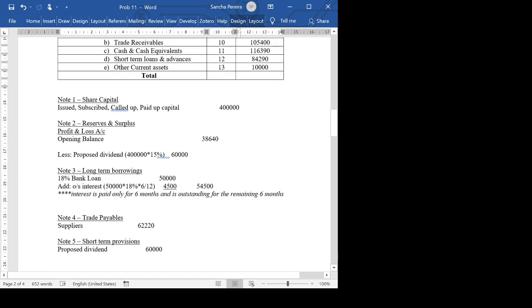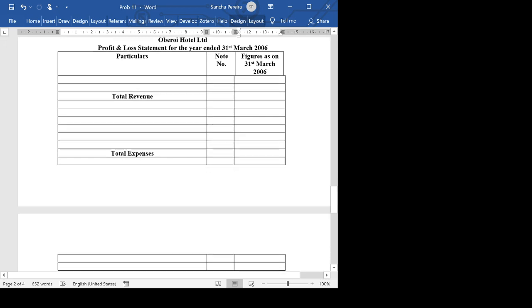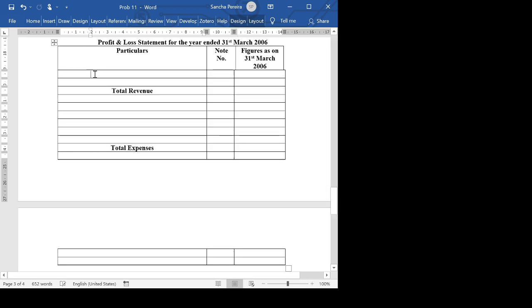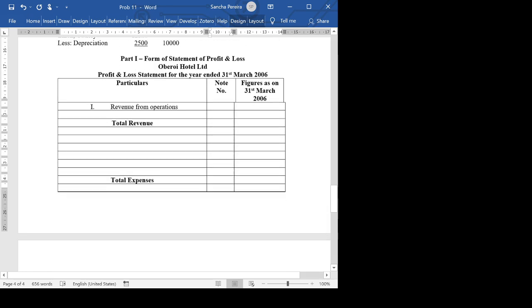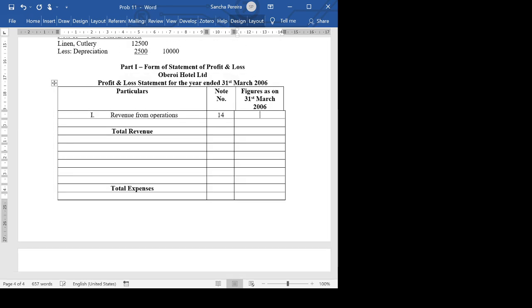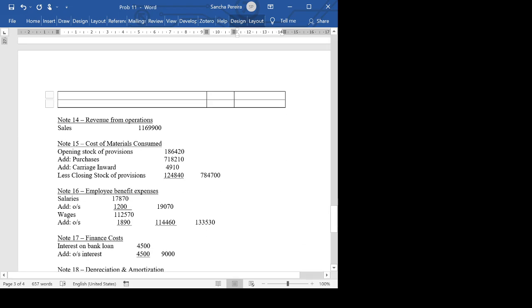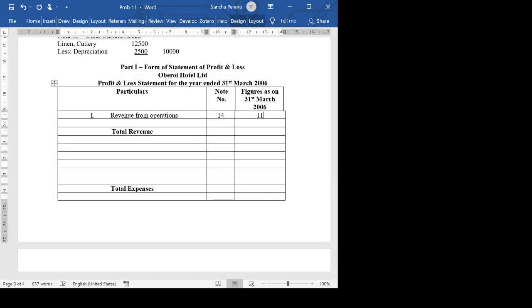So then we move on to the profit and loss account. The first thing that we have here is revenue from operations. The note number is 14. The total is 11,69,900. We don't have anything under other income, so I will delete this. We don't need that. So our total revenue is 11,69,900. We move to the expenses now.